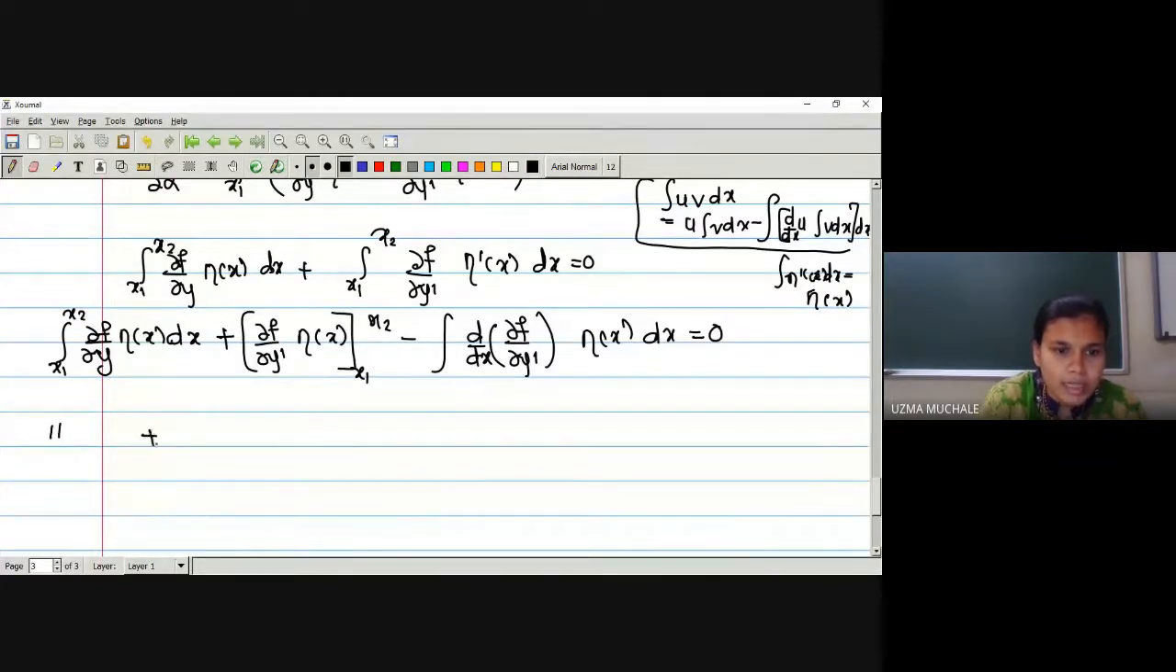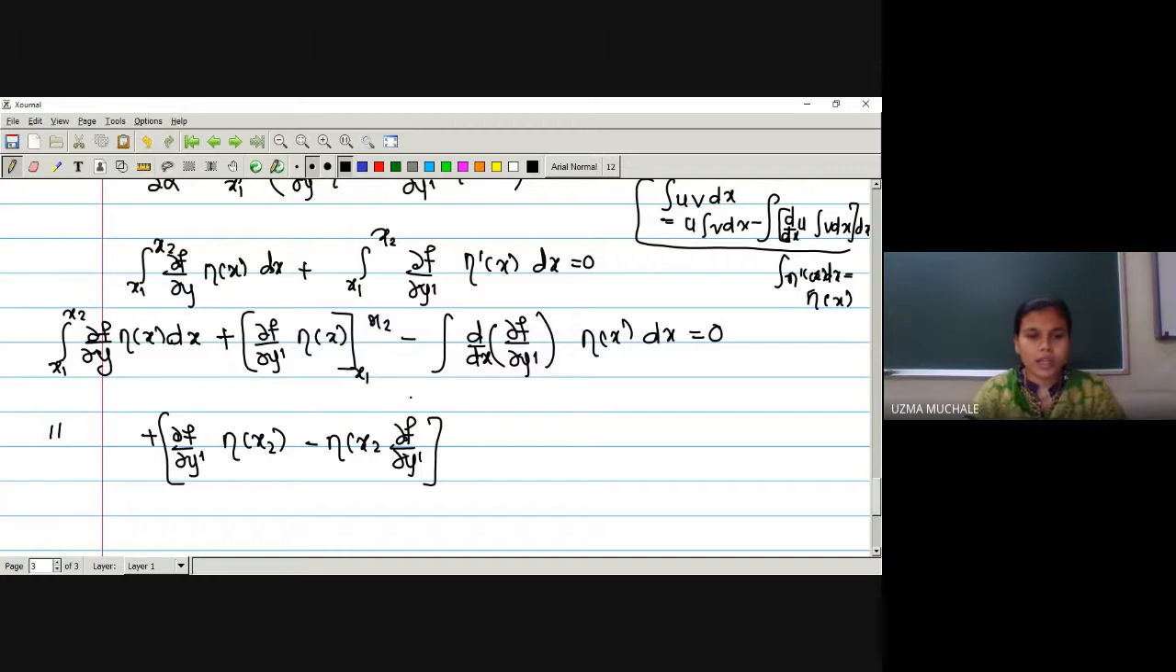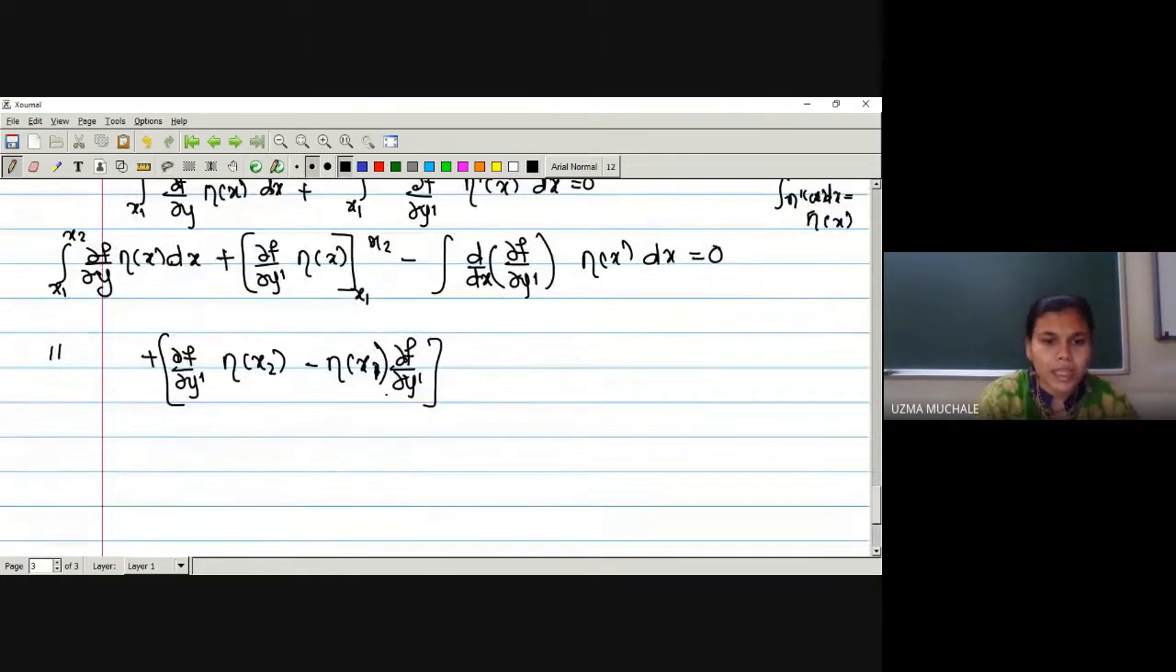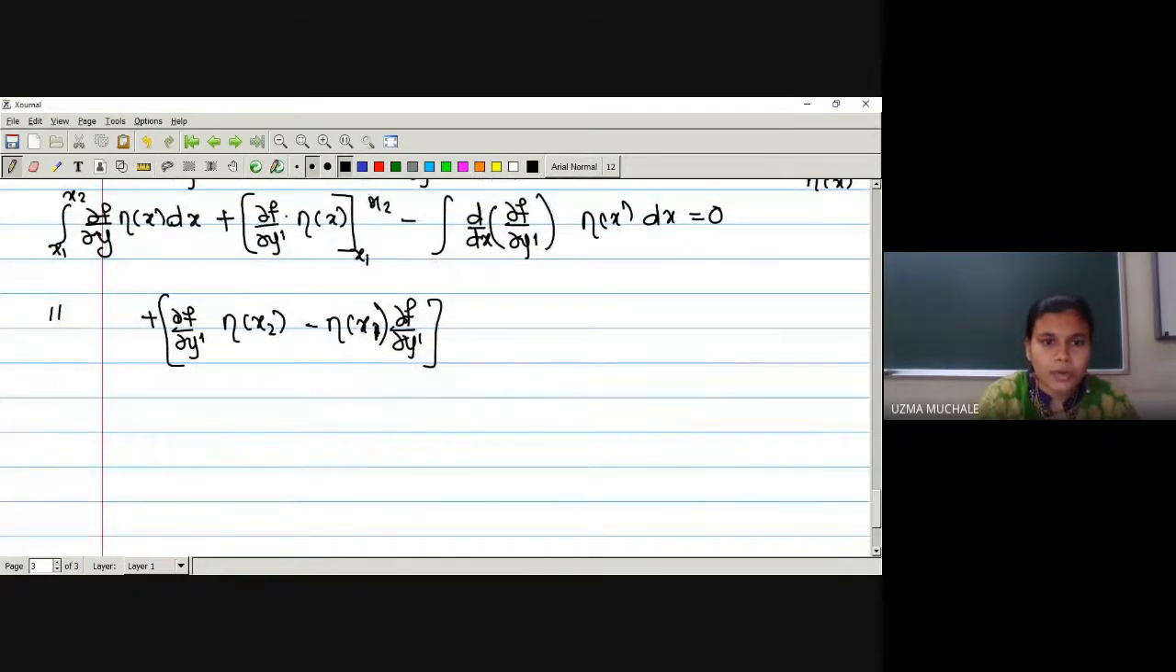So here the first term we keep as it is. Now the next term we have is ∂f/∂y′. Now we have to write down the values at the limits x1 to x2: η(x2) minus η(x1), into the term ∂f/∂y′, which we keep as it is. Now can anyone tell me what are the values of η(x1) and η(x2) from our result? 0. If η(x1) and η(x2) are 0, this value is 0. So first term as it is, second term 0.